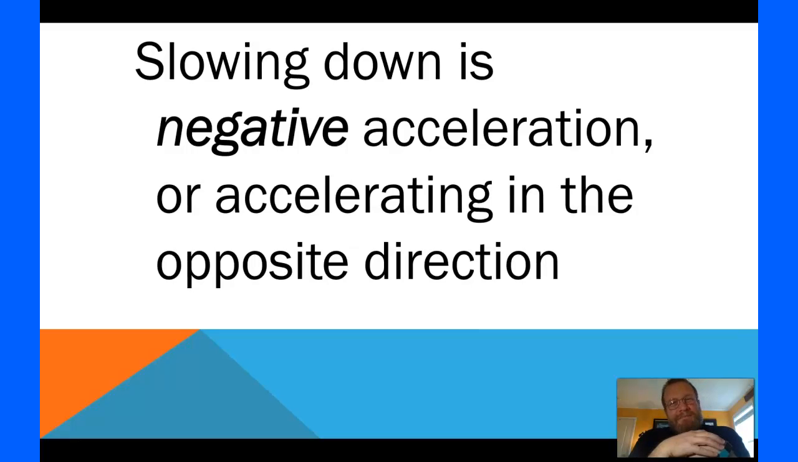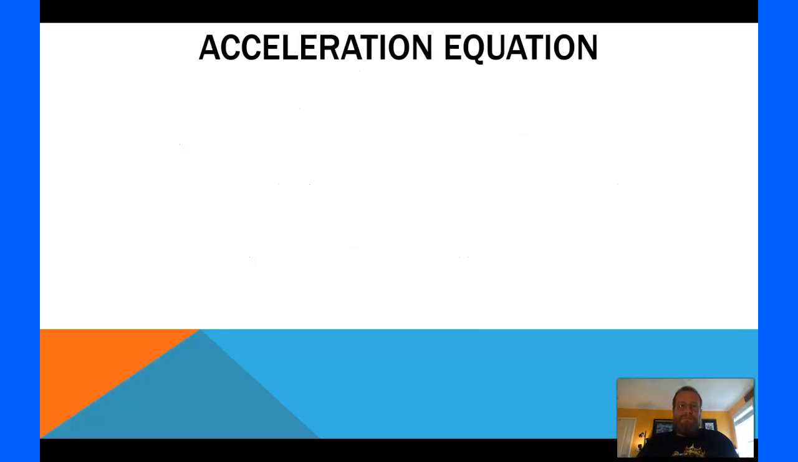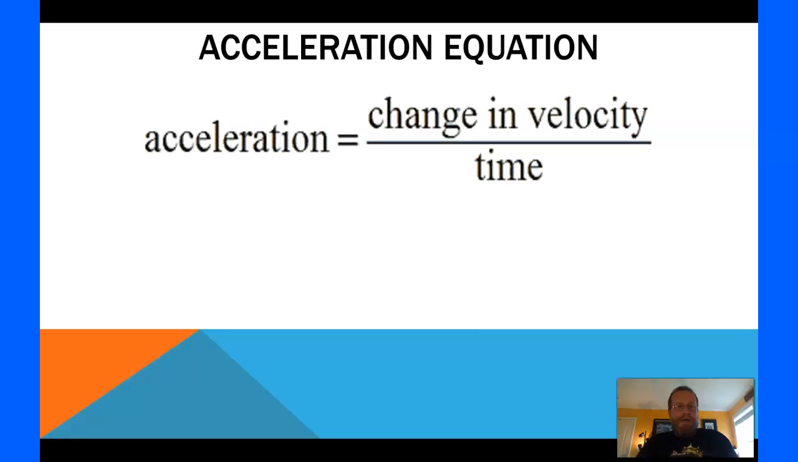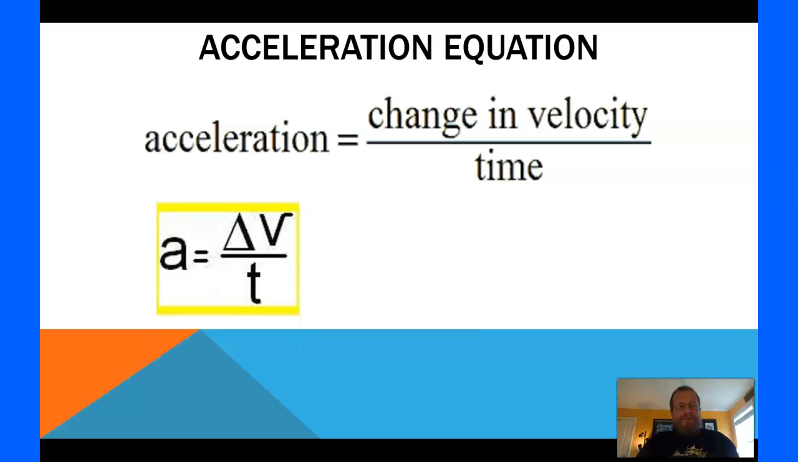Get it? Good. There's an equation to acceleration. Yay, equations. That equation is change in velocity divided by time. Don't write that down yet. When we write it down with the symbols, a equals delta v over t. This delta v needs a little explaining.